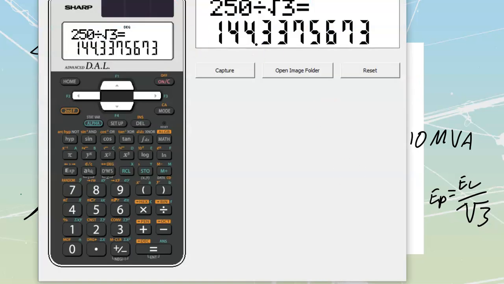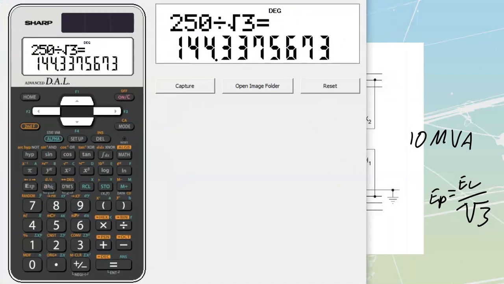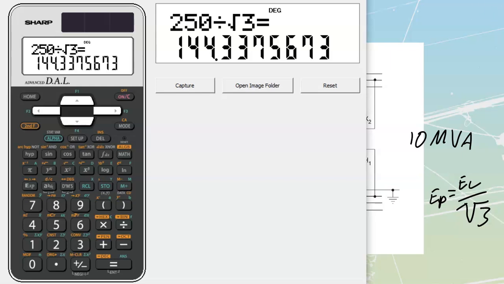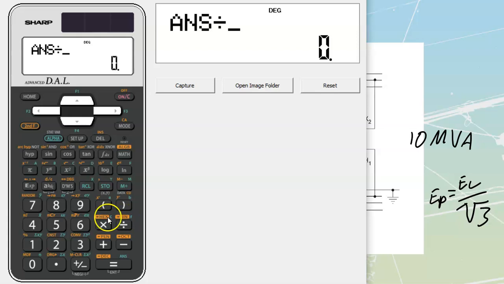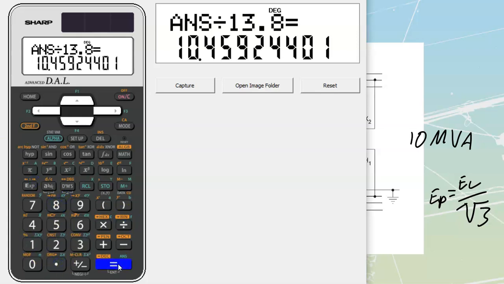Turns ratio is going to be relatively straightforward. Just center this calculator down here a little bit better. We're going to take my high side voltage, 144.3, over top of my low side voltage, 13.8. Since I've already got the 144.3, I'm just going to divide that by 13.8, which gets me to a value of 10.45 to 1 that we are going to have.